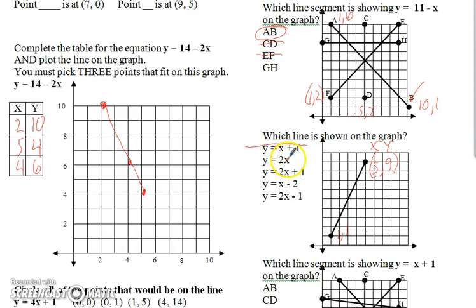Put a 5 in. 2 times 5 is 10, plus 1 is 11. Put a 5 in. 5 minus 2 is 3. And I hope this one works. 2 times 5 is 10 minus 1 equals 9. Check. Let's check the (1, 1) just to make sure it also works. Put a 1 in. 2 times 1 is 2 minus 1 is 1.